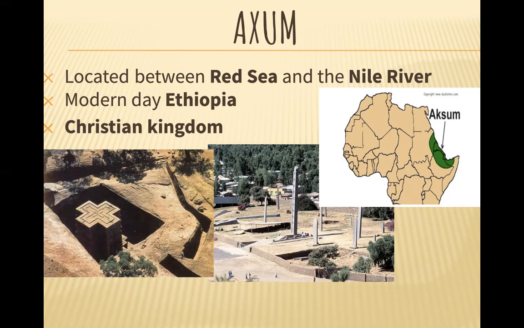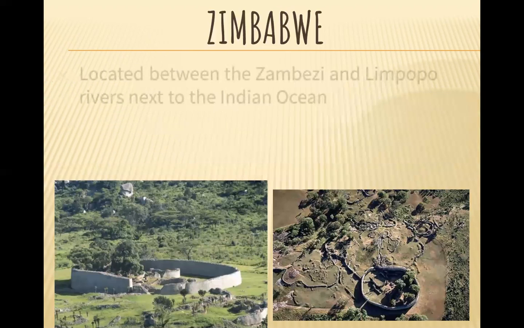And because of Axum's location and role in international trading, the culture of Axum became a blend of all the cultures that traded there. They were influenced by the Egyptians, the Greeks, the Romans, and the Arabs. Next, we'll be talking about Zimbabwe.